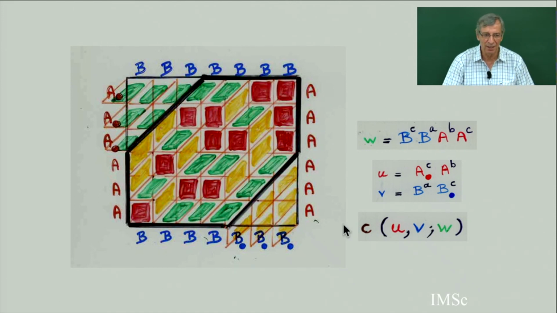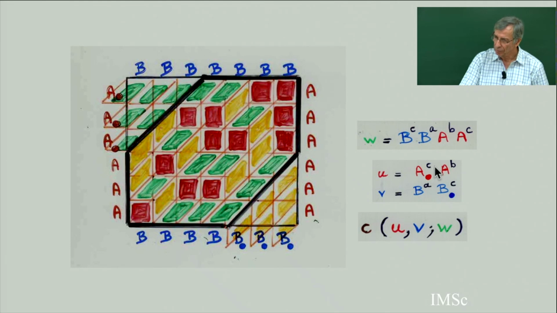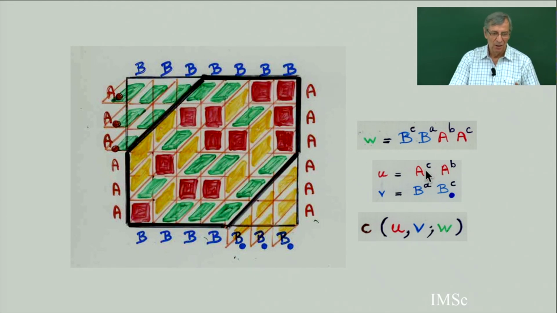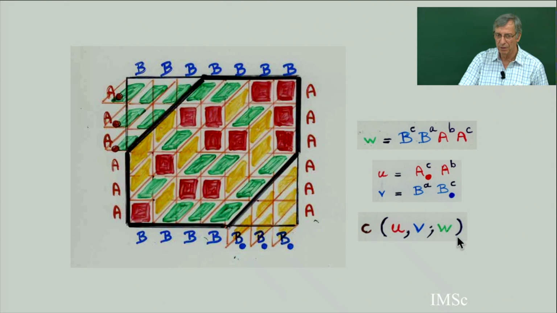Which means that the number of tilings of this hexagon A by B by C gives you a coefficient C of U, V, W, where the word W is B power C, B power A, A power B, A power C, because this is the size, this is C, this is A, this is B, and this is again C. And the 2 words U and V are given by the parameters A and B and C. So I can rewrite the number of tilings of a hexagon of size ABC again as the coefficient C of UVW in a certain quadratic algebra with this starting word W and the ending word equal UV.